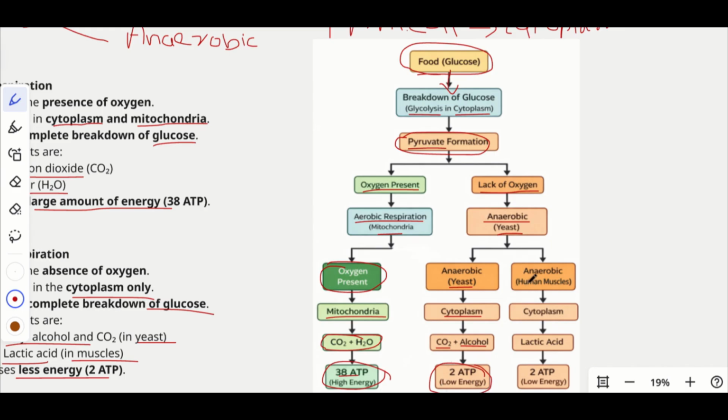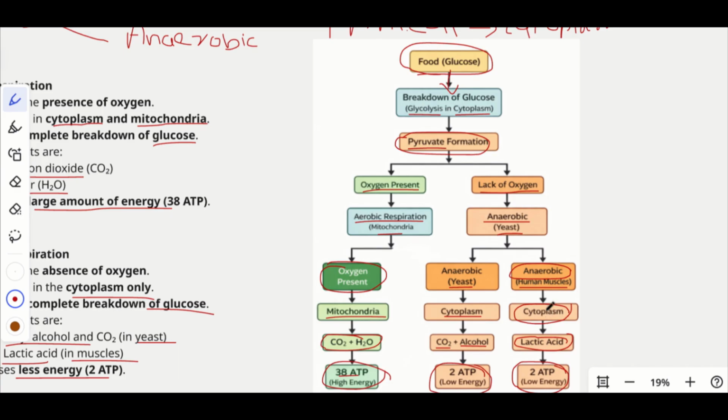And in human muscles, okay, be very careful. In human muscles, we also have anaerobic respiration. How? It is occurring in the muscle cells' cytoplasm. And what are the end products? Lactic acid, and the energy is 2. Okay. So let's see when in the human body aerobic respiration is transformed into anaerobic.